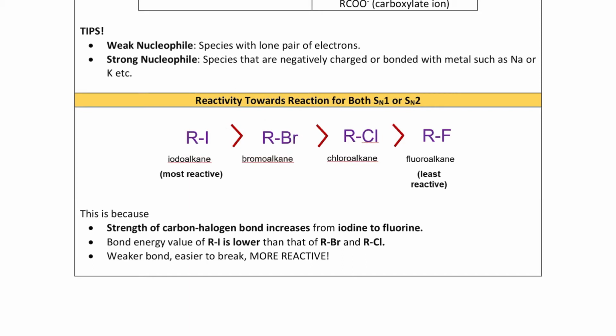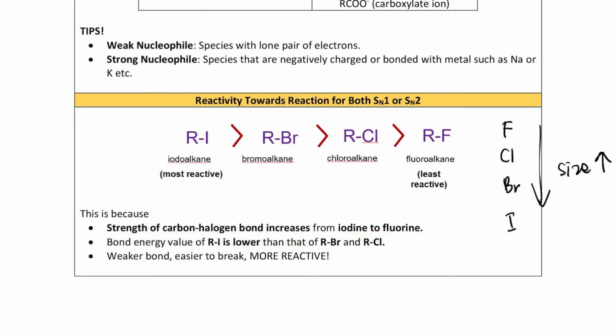Okay, kita tahu going down the group, fluorine dulu, chlorine, and then bromine, and then iodine. So maksudnya kalau ikut dari segi size getting bigger lah. Okay, so dekat sini dia kata yang paling reaktif adalah iodoalkane, yang the least reactive adalah fluoroalkane. Okay, so this is because the strength of carbon halogen bond increases from iodine to fluorine.